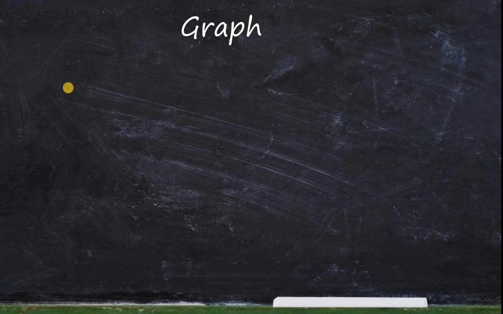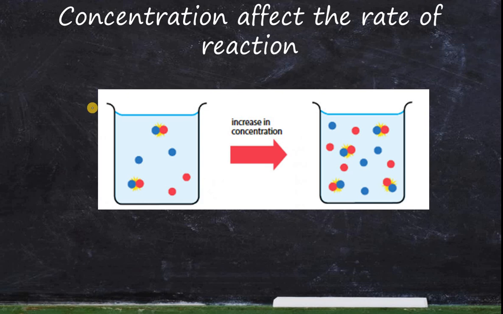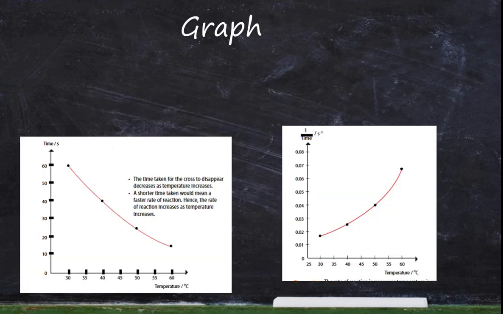So we can plot the graph something like this. When the temperature increases, as you can see in this graph, the rate of reaction is increasing. How can you tell that? Because it is taking a shorter time. For this temperature, 60 degrees Celsius, the reaction is happening in just around 15 seconds, right?